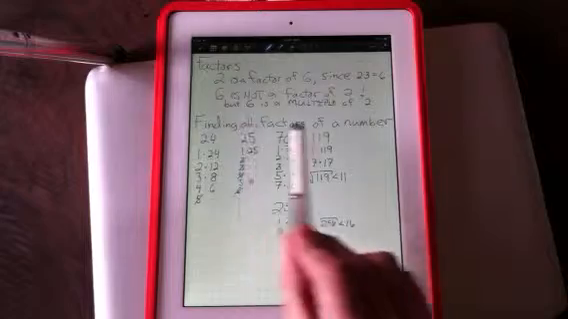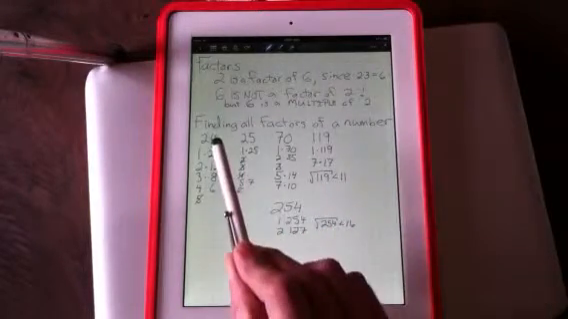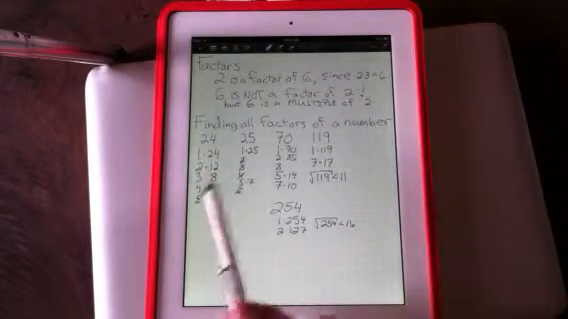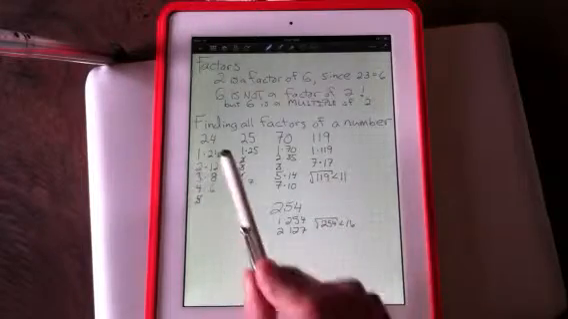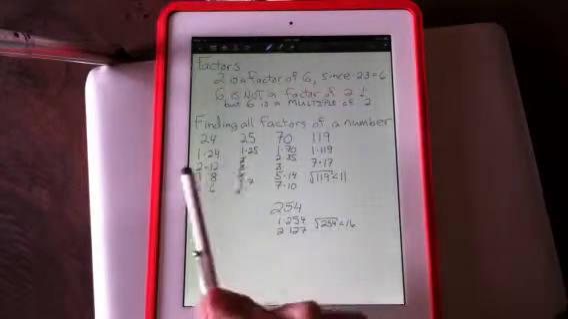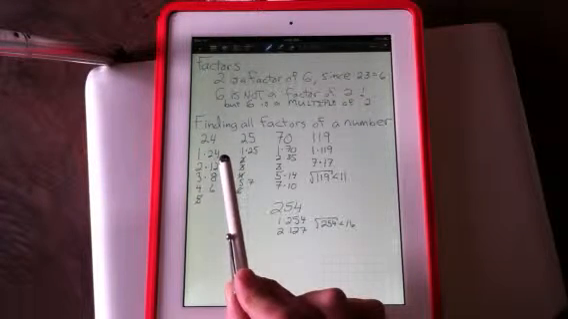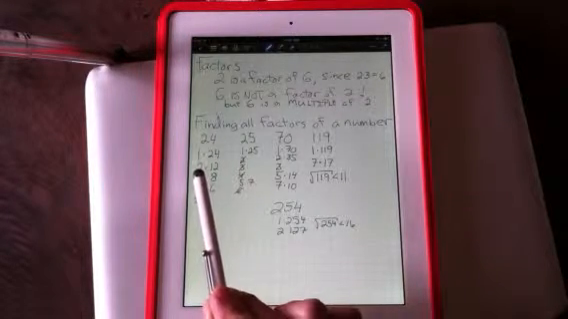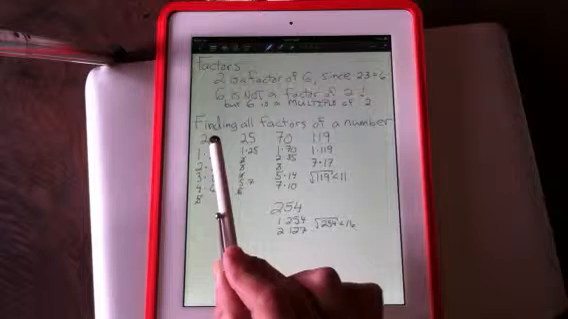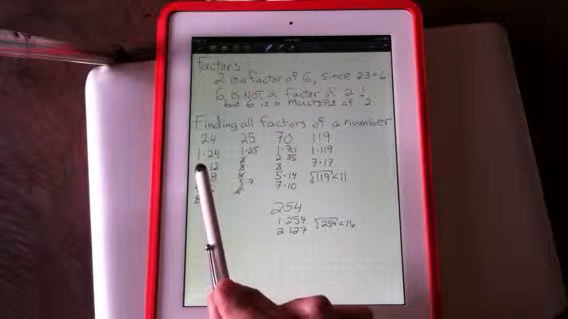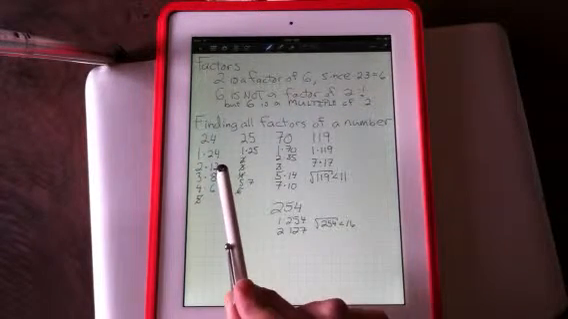Now, as far as finding all factors of a number go, let's start with 24. There's a system I have here, and I'll explain it as I go through these examples. 24, most simply, 1 goes into 24 24 times. Then from 1 I jump to 2. 2 goes into 24 12 times. So I write down both the number I'm dividing in and the answer.